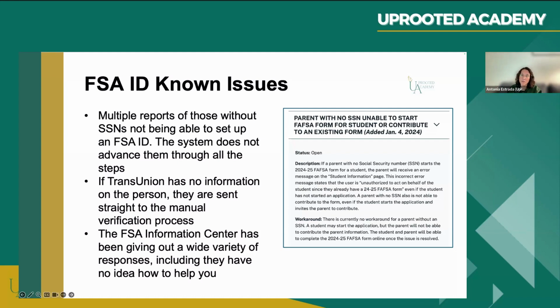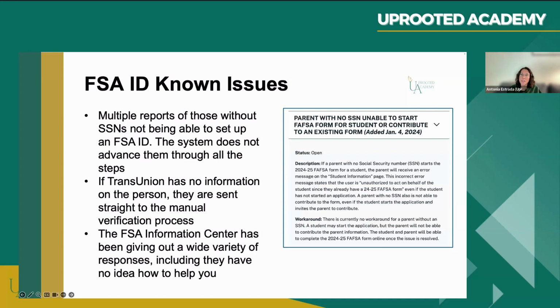So then they have to call the Federal Student Aid Information Center, which is proving to be very challenging due to high call volumes. And even for those individuals without Social Security numbers who do get an account, none of them, as I understand, have been able to complete the application. And unfortunately, the FSA Information Center has been giving out a wide variety of responses regarding this issue, including that they have no idea how to help you.